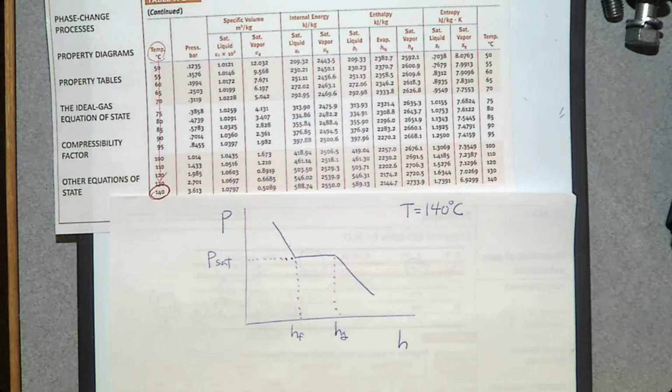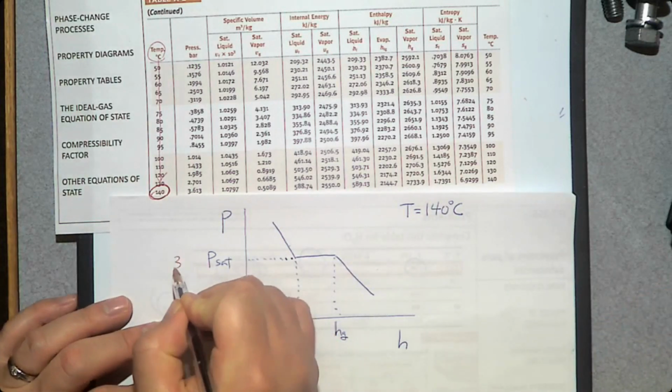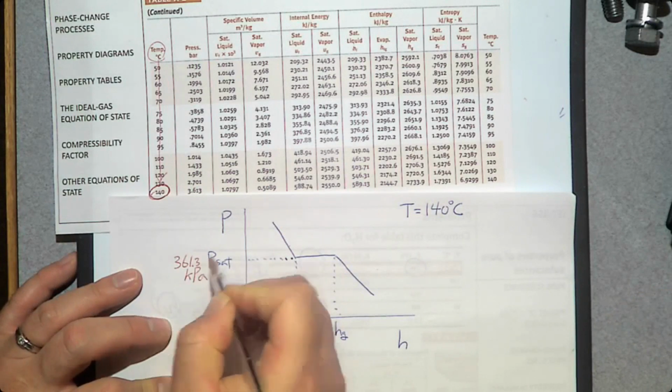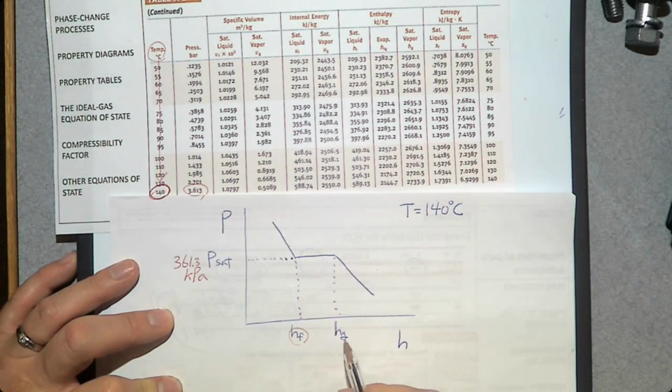So can I write 3.613 kilopascal? No, this one is bar. So if you convert it into kilopascal, multiplied by 100, 361.3 kilopascal. What about HF, HG?